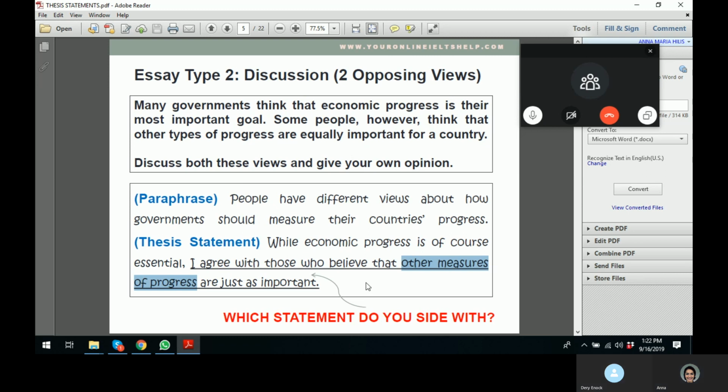Maybe academic progress. Academic is one. So you can say education, progress in education, educational progress. What else? How about in the public sector? Communication progress, like telecommunication. What else? And probably the health progress. Health progress. Very good.